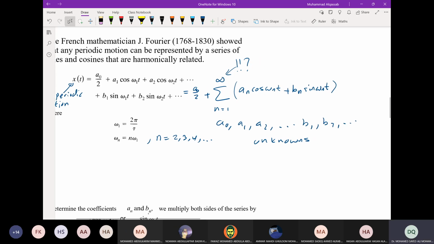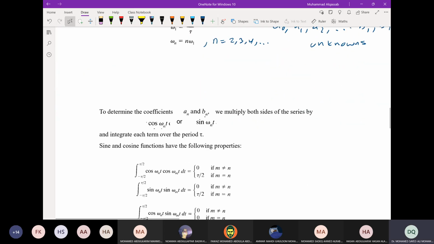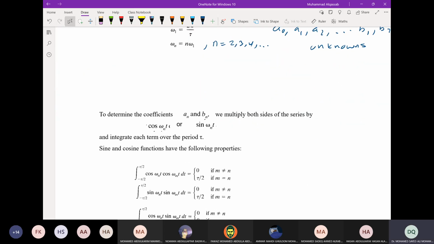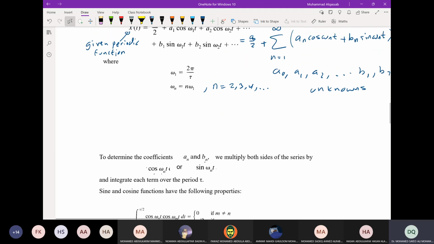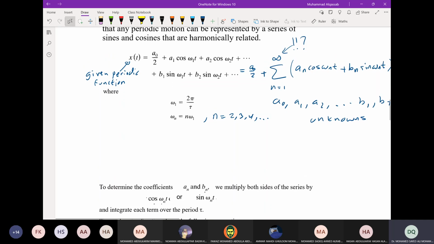And the time is the independent variable, so this is not an unknown. You can substitute any value of t to find x. So we need to determine the Fourier series coefficients of the series using the properties of sine and cosine.